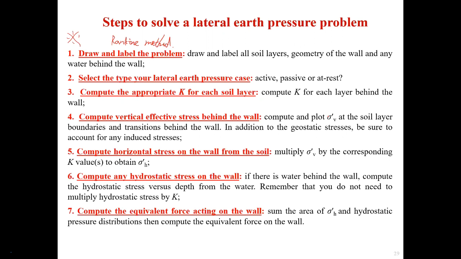Firstly, we draw and label the problem, including the soil layering, the geometry of the wall, and any water behind the wall. Sometimes the question just gives you a diagram, sometimes it doesn't provide you a figure. So you need to draw it roughly to scale and label the different soil layers. Let's say 2 layers, top is sand, bottom is clay: you have to label the dimensions and the type of soil. It's also better to label the corresponding properties on that figure for your good reference.